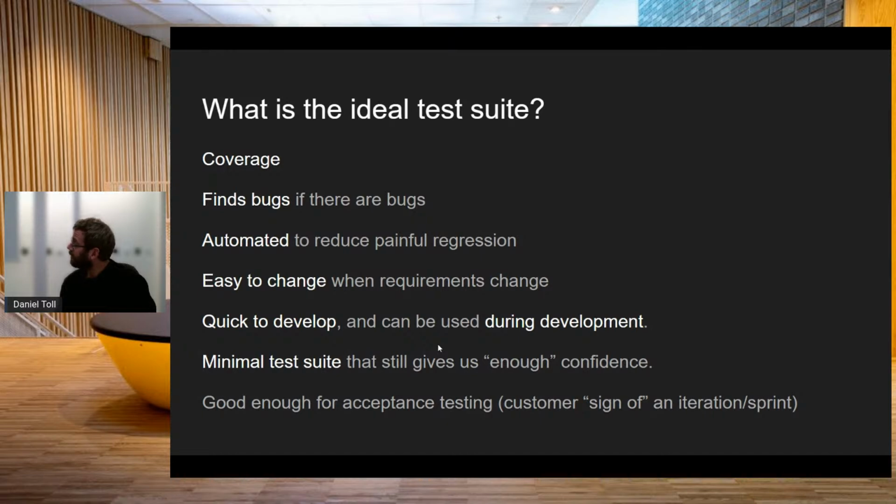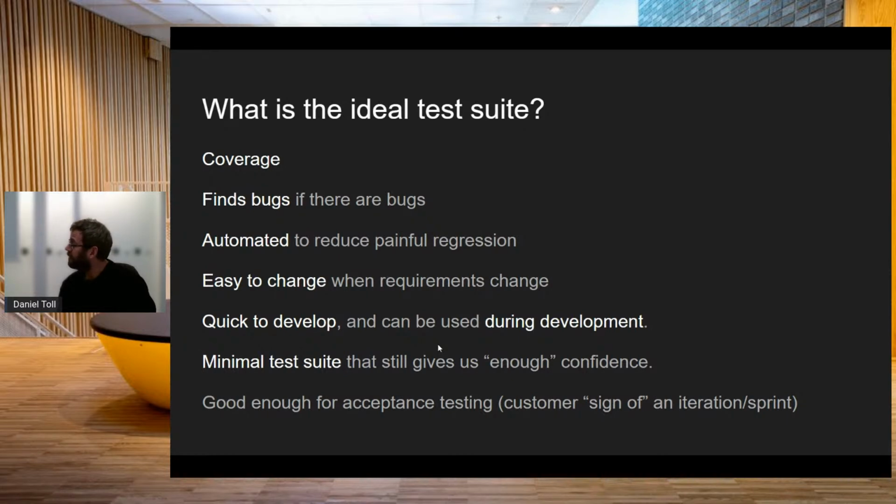Okay, the ideal test suite has high coverage. It finds bugs, if there are. Of course, it does. So coverage is not everything. It needs to also be powerful in distinguishing functioning, or correct, versions of the software from incorrect or buggy versions. We want it to be automated to reduce painful regression. We want to run it really fast, also, as you heard before. So the system tests should also be automated.